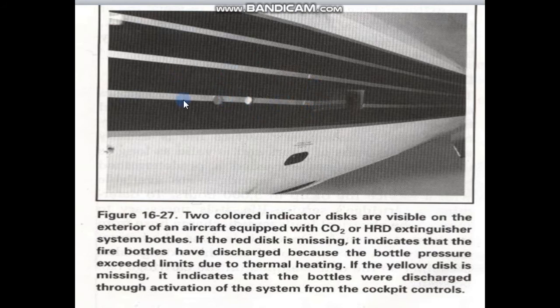As we see here on the structure of an airplane, we have two indicators. The two colored indicator discs are visible on the exterior of an aircraft equipped with carbon dioxide or high rate discharge system. If the red disc is missing, it indicates that the fire bottles have discharged because the bottle pressure exceeded limits due to thermal heating.